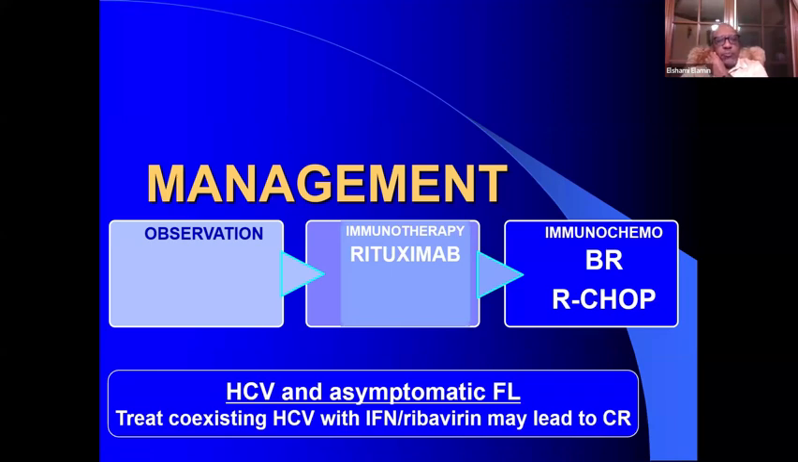Hepatitis C virus infection, and if the patient is asymptomatic, treating hepatitis C with interferon ribavirin may lead to CR. So treating hepatitis C infection may treat indirectly the lymphoma. So check hepatitis C for follicular lymphoma. If positive and the patient is asymptomatic, may just try to target the hepatitis C rather than the lymphoma, and that may lead to CR of the follicular lymphoma.